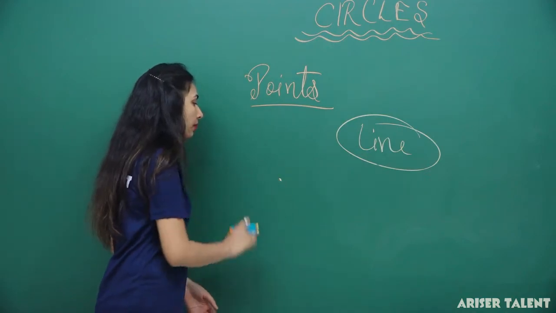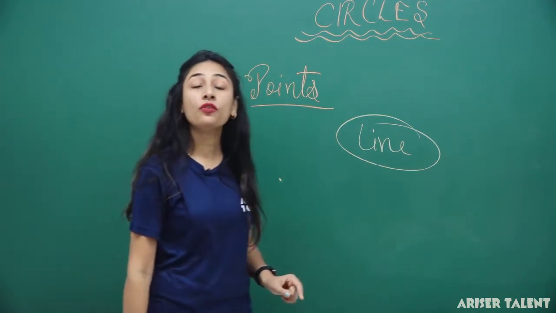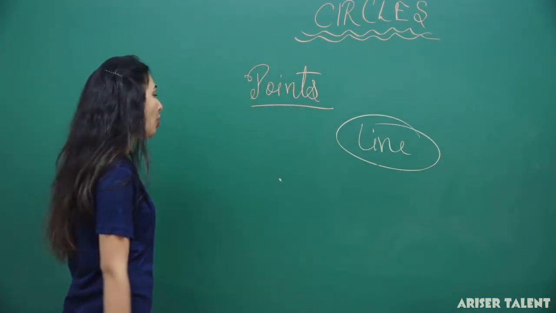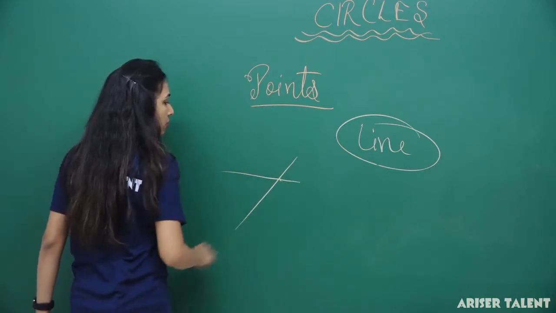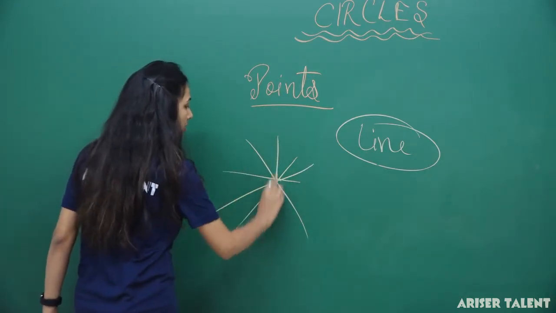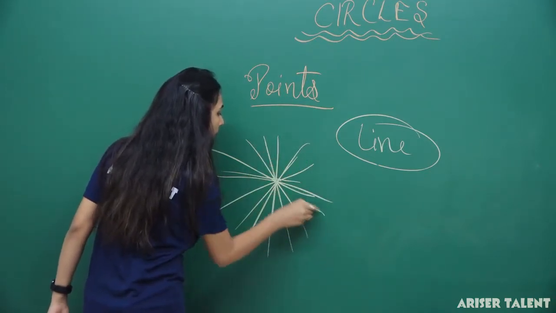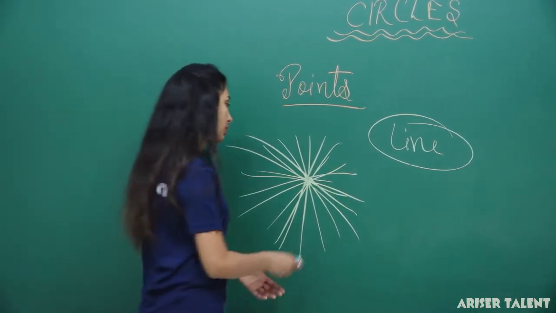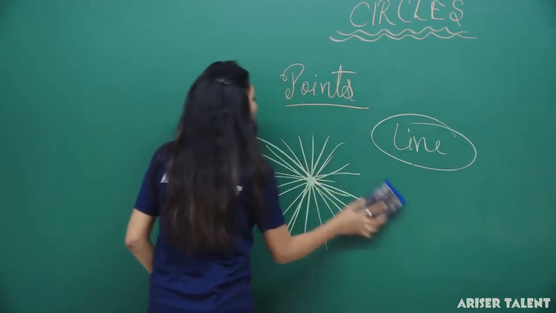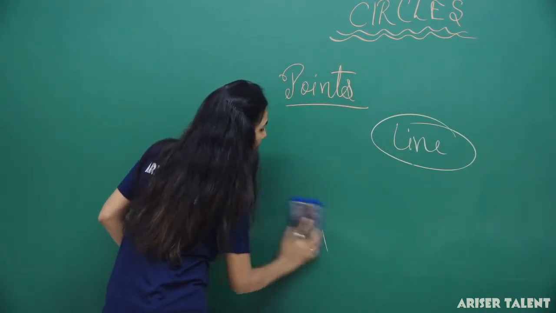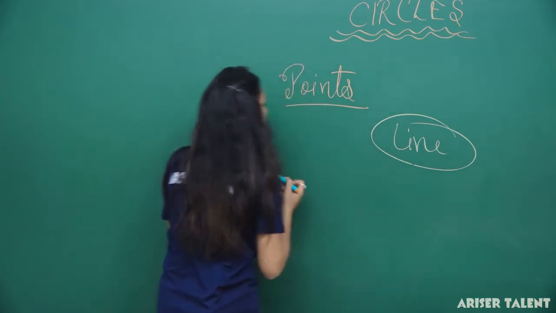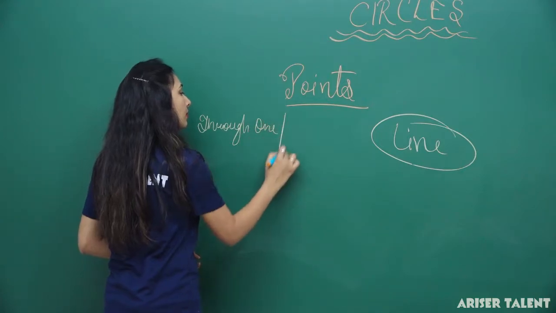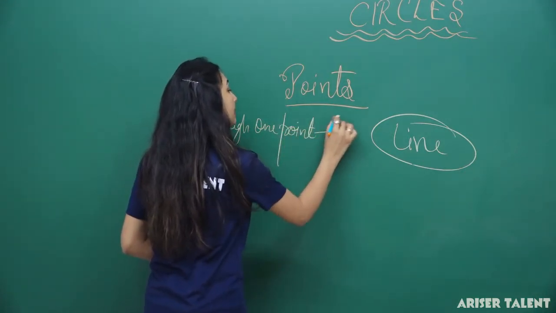If I draw a point here, how many lines can you draw through this point? This is 1, this is 2, this is 3, this is 4, 5, 6, 7, 8, and whatever number of lines you can draw through this point. That means through one point, how many? Infinite lines.